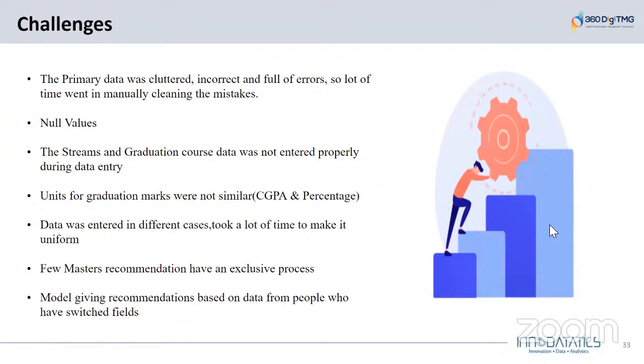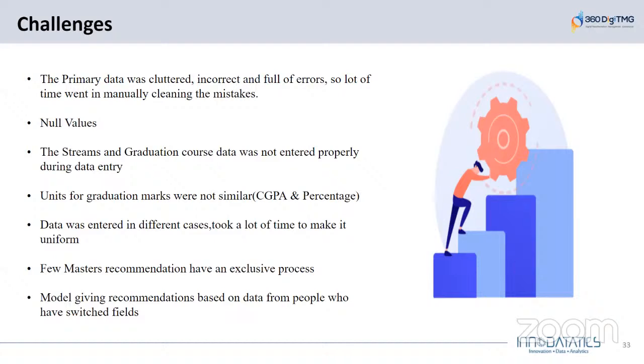So let's talk about a few challenges that we faced while doing this project. The primary data had a lot of null values, input errors, etc. So a lot of time went into manually cleaning the mistakes. Also, data was entered in different cases, so it took a lot of time to make the data uniform. Also, units for graduation marks were not similar. For example, some people entered CGPA and some entered percentage. So we had to make that uniform too.